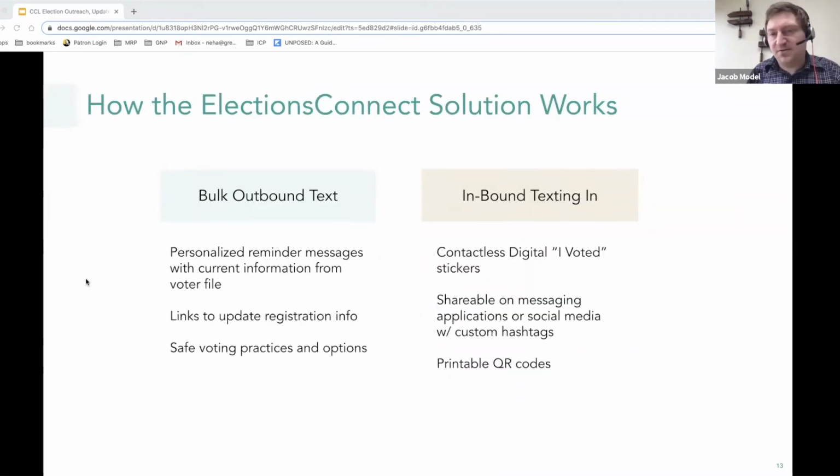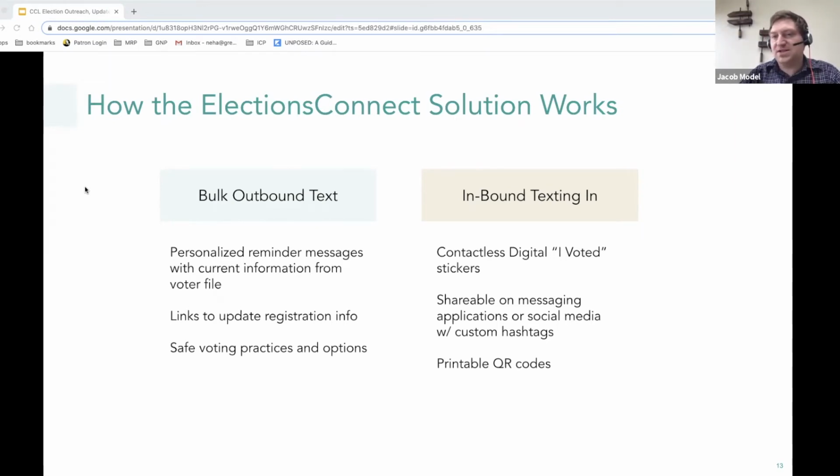So building off some of our census work and other experience engaging these so-called hard to reach communities, we've developed two sets of solutions that are separable, but that we see could be really useful as providing safe and effective ways to encourage people to vote during these difficult times.